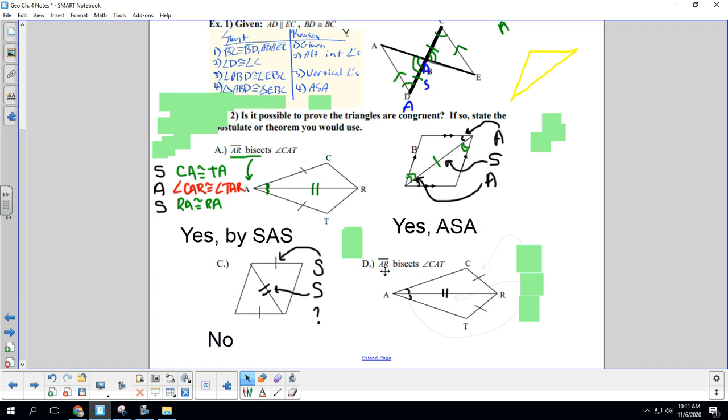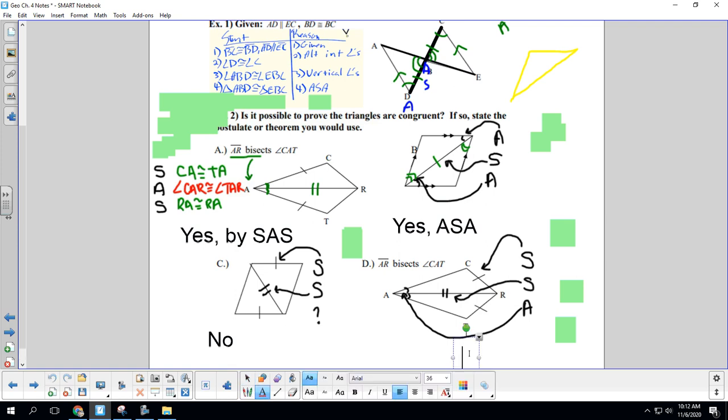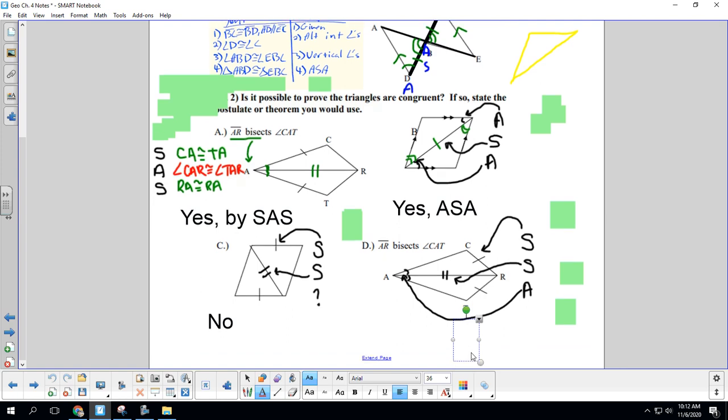All right, let's look at D. AR bisects CAT. Remember, if it bisects it, that means it creates two congruent angles from that bisection. So that is an angle. And then this side right here overlaps, so AR is congruent to AR by the reflexive property. And then our last side here, CR and RT are congruent because they give that to us. Now we have to look, do we have a side-angle postulate? And we do not. So as much as we want it to, and as much as the information seems like it's there, this one is also a no.